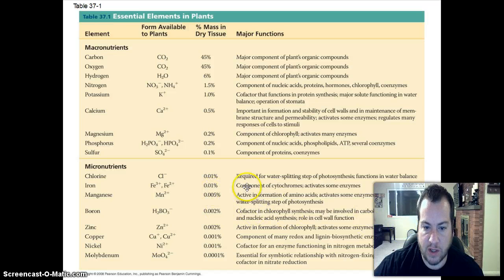Okay, micronutrients, these are things that are needed in very, very small amounts. So chlorine, iron, manganese, boron, zinc, copper, nickel, and molybdenum.